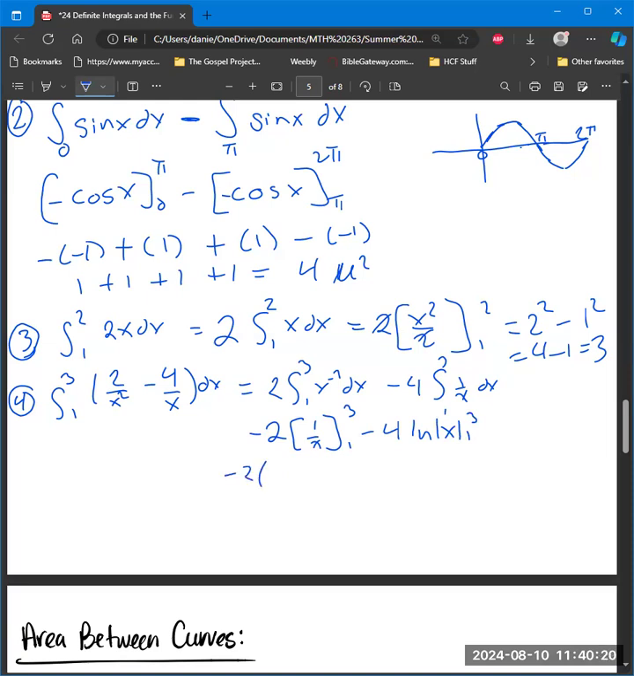-2 times 1/3 minus 1, minus 4 times ln of 3 minus ln of 1, is going to be -2 times -2/3 minus 4 ln of 3 minus 0. It's going to be 4/3 minus 4 ln of 3.